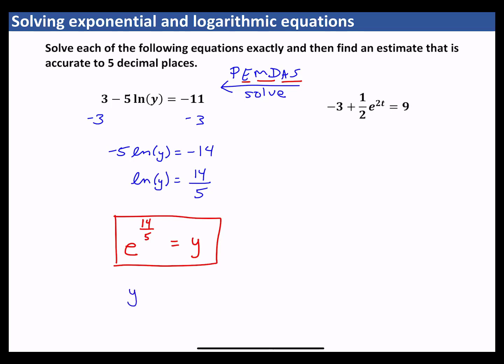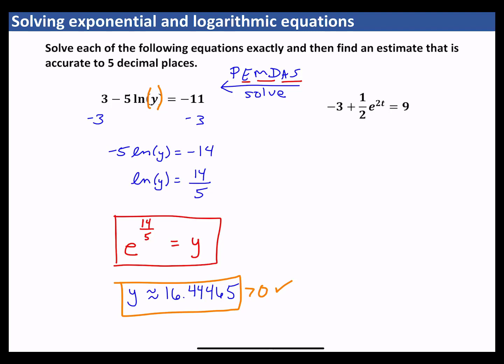And again, using whatever computational device you prefer, we would get y as approximately 16.44465. And also remember that the input, right, the domain of the logarithmic function needs to be a positive real number, and 16.44465 is a positive real number, so that checks. We can in fact say that our exact answer is e to the 14 over 5, or approximately 16.44465. All right, here's our last example.